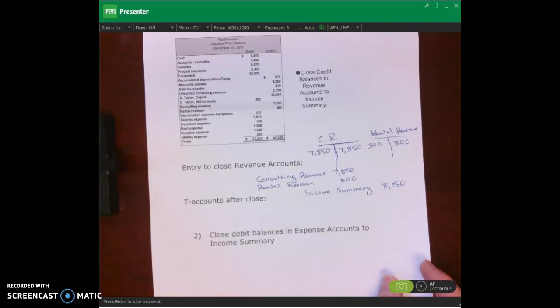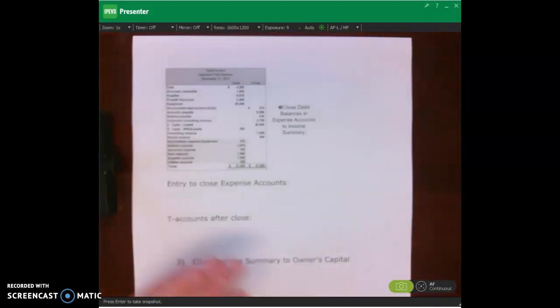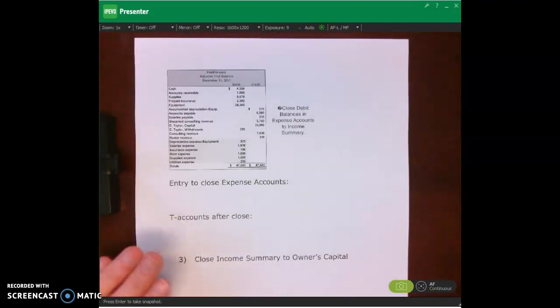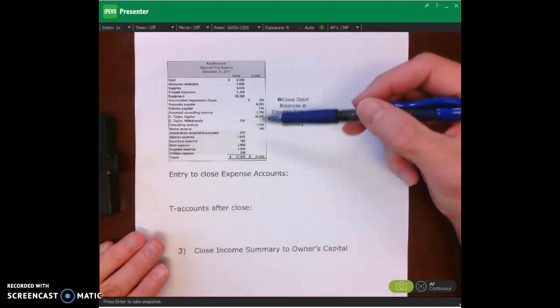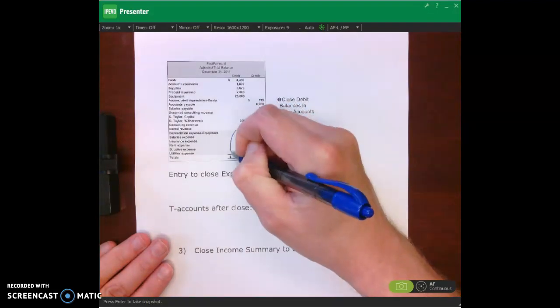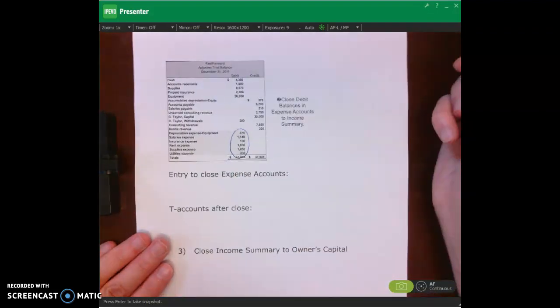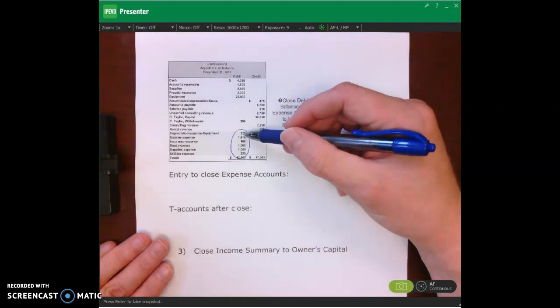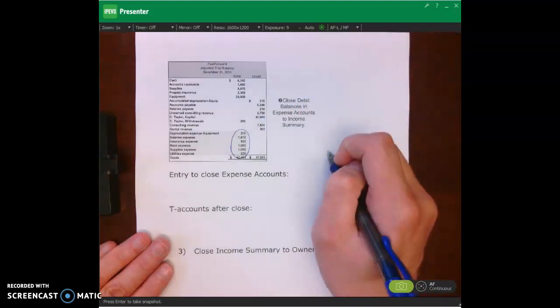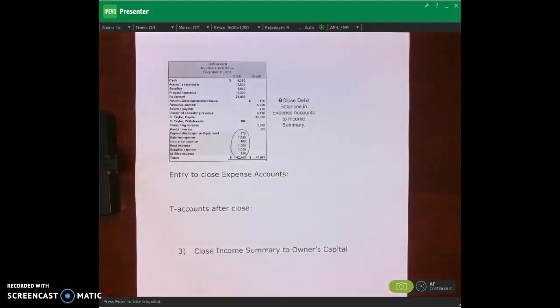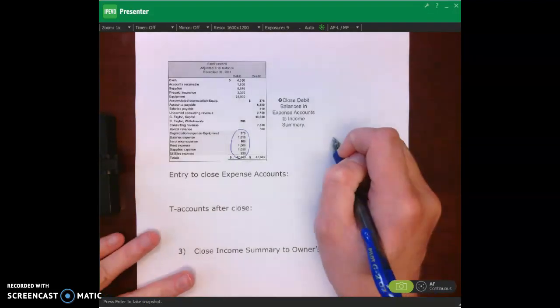Okay? So we look over here, and again, we're working off our adjusted trial balance. And what we're going to do is look at our adjusted trial balance, and here's all of our expense accounts. So we're going to zero out all these accounts, and we're going to move the balance for each one of these to income summary. So I'm just going to take one of those accounts. I'm not going to do all of them. Okay, so I'll take depreciation.